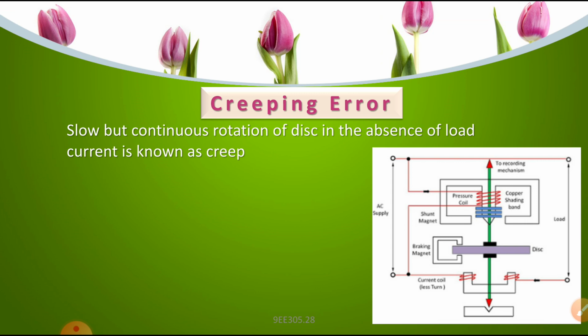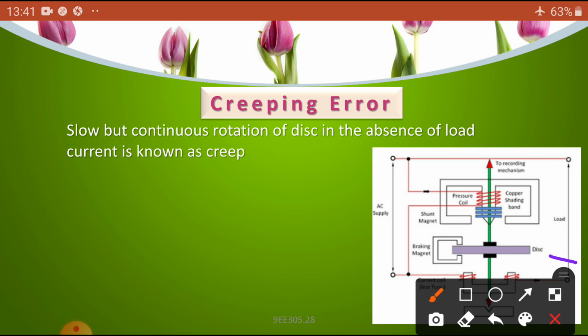Another error is the creeping error. This is a very important and interesting error. What is the creeping error? Creeping error is a very slow but continuous rotation of the disc in the absence of load current. That means I am not connecting any load to my house, but my disc is moving very slowly. That is known as the creeping error. If there is no load, it has to stop, but it is rotating slowly. Okay, that is known as a creeping error.